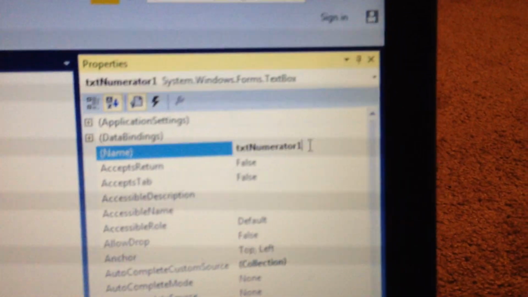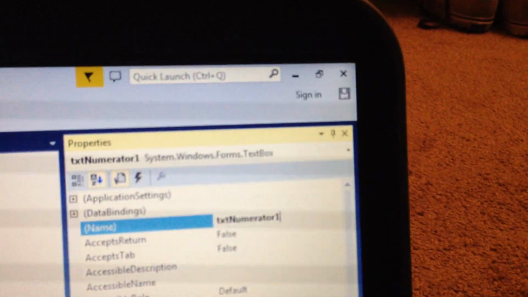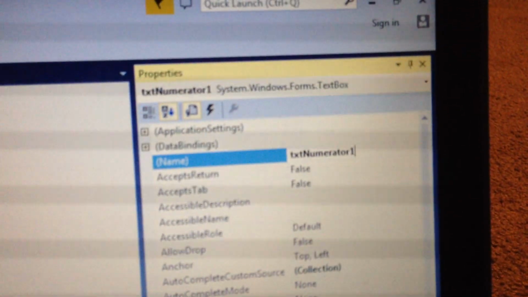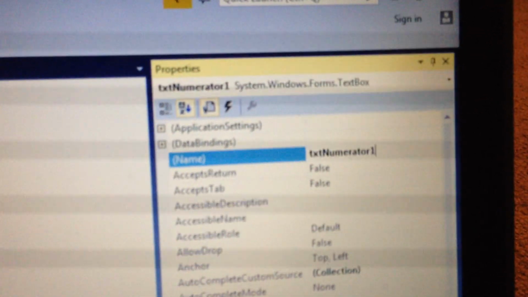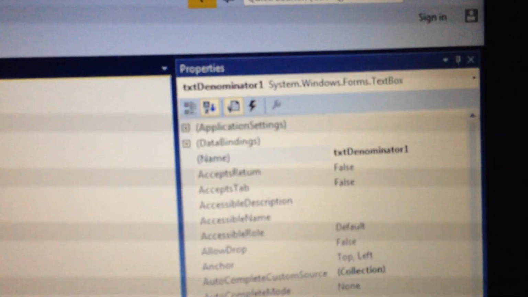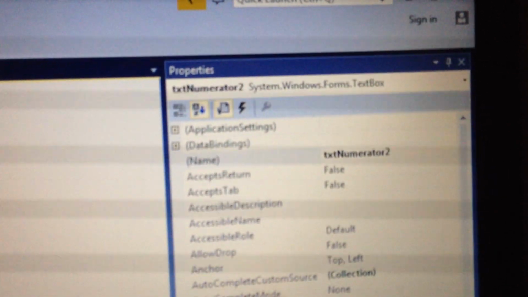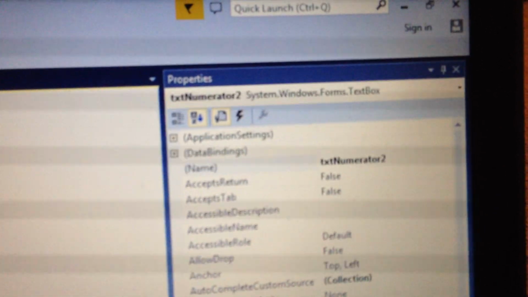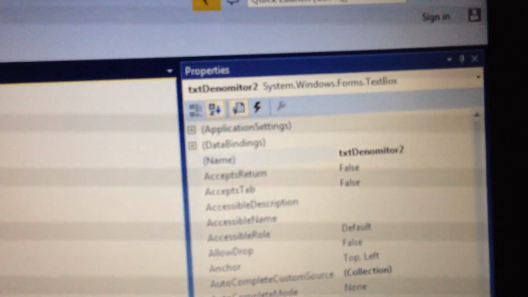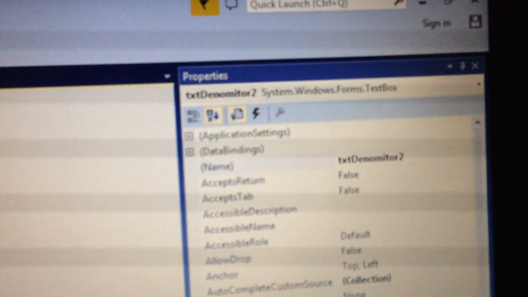Now let's go ahead and look at the naming here. We have named the first text box in the numerator 1 as txtNumerator1. And for the denominator now, we have txtDenominator1. For the second fraction, we have txtNumerator2, and the denominator, we have txtDenominator2.